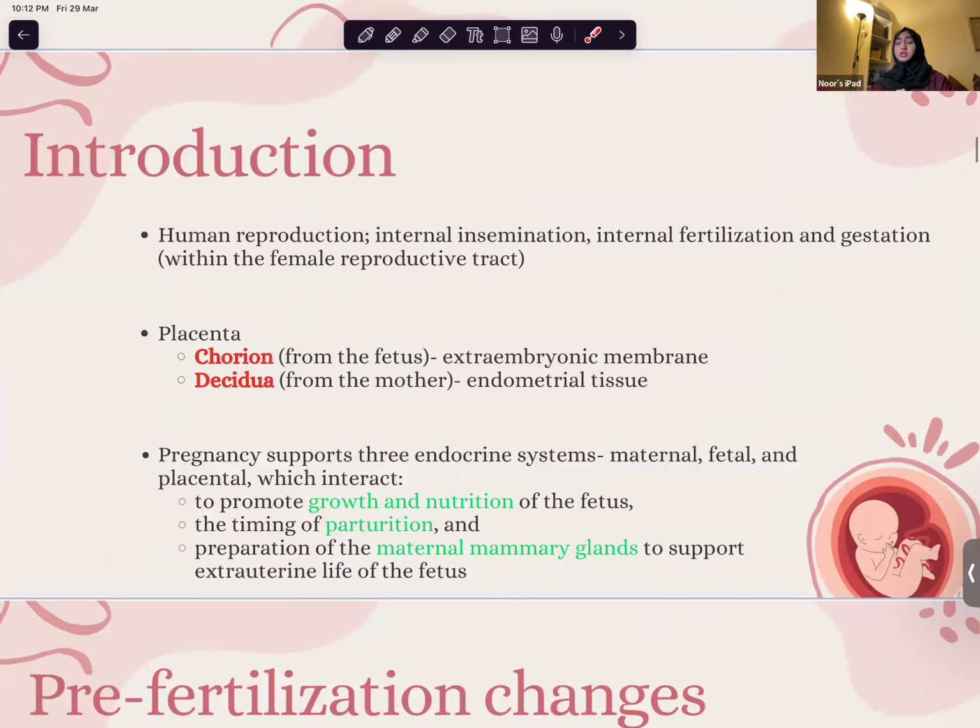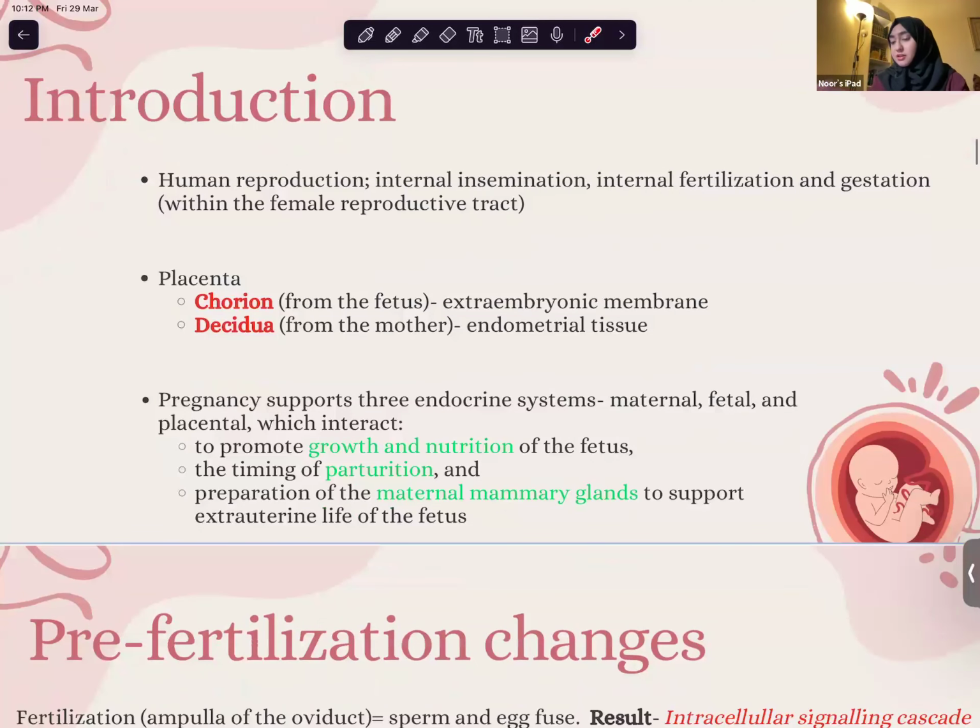Coming to the introduction, human reproduction basically involves internal insemination, internal fertilization, and gestation. Internal insemination is basically the release of sperm into the female body. Then we have internal fertilization, which is basically the sperm fusing with the egg, and we have gestation, which is basically the growth and developmental period of the zygote.